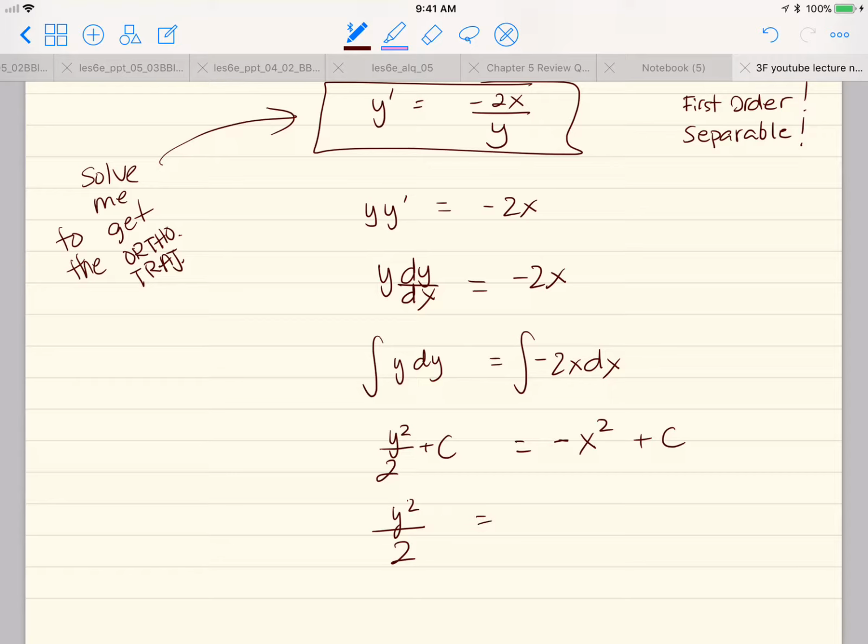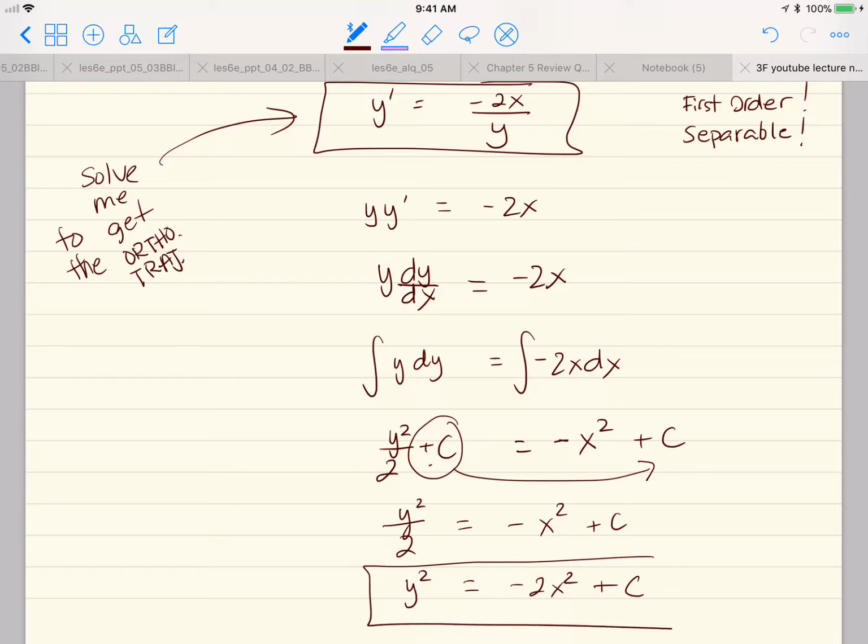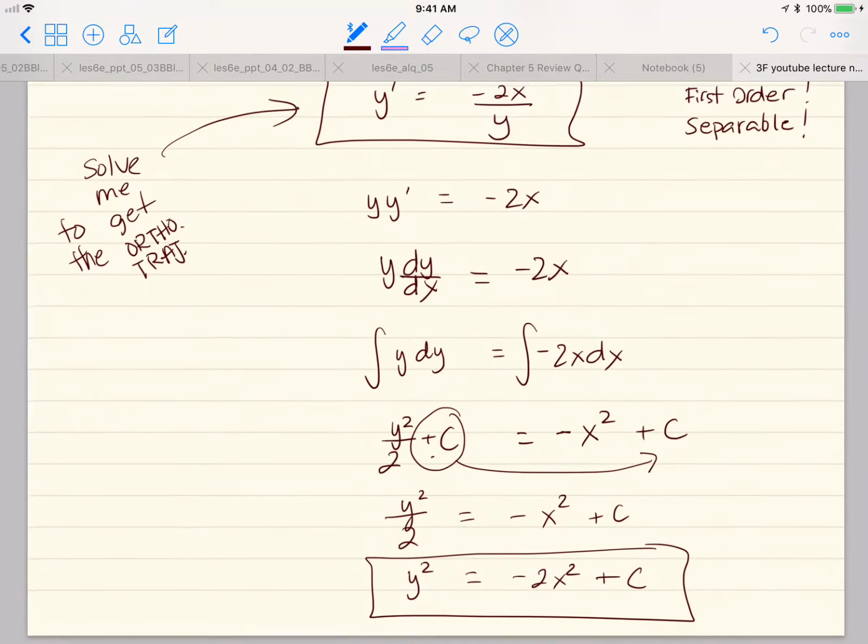Let me just slowly do this step here. So first, I'm going to combine this constant on the left with the constant on the right. So I'll just get y squared over 2 equals negative x squared plus a brand new constant. Now I'm going to multiply everything by 2. So I'll get y squared equals negative 2x squared plus 2 times a constant, which is another constant, so plus a constant.